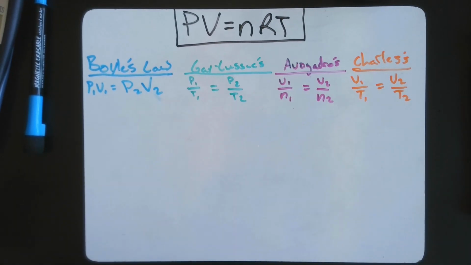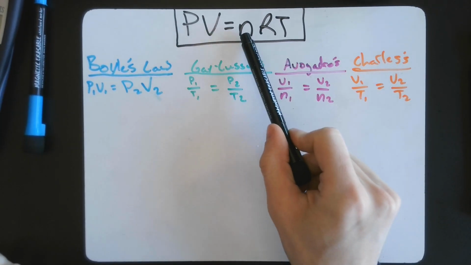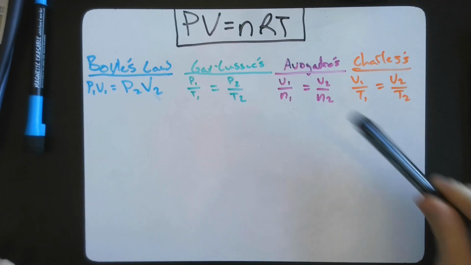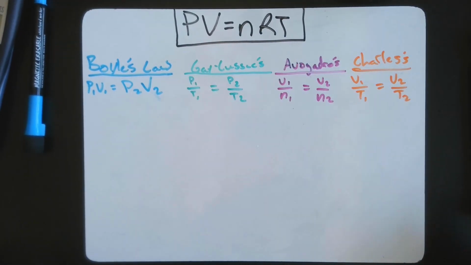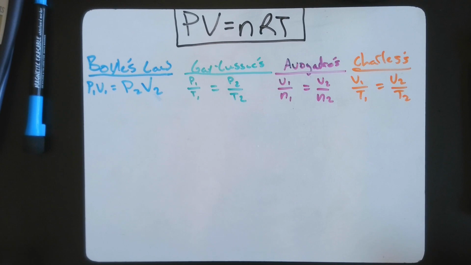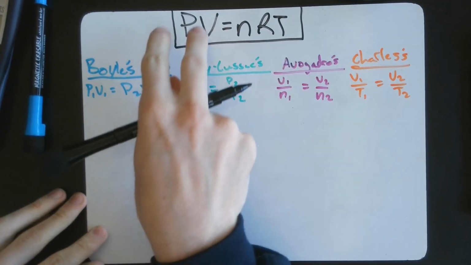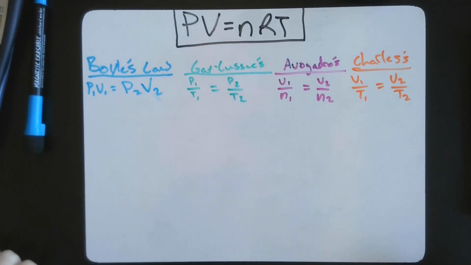So yes, R is a constant. We know that P equals pressure, V is volume, N is mass in moles, and T is temperature. But R, where is R? It's nowhere to be found in any of the four different gas laws. And that's because R is just a relationship. It shows how all four of the different variables that we test when we study gases are related to each other, specifically at standard temperature and pressure, STP.